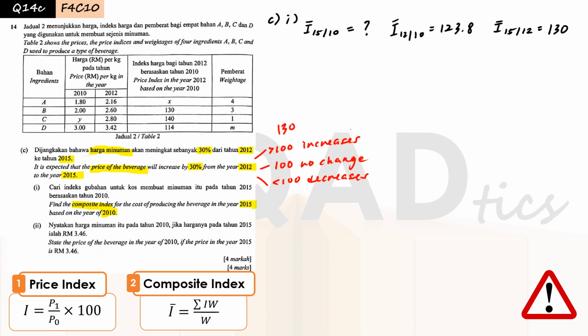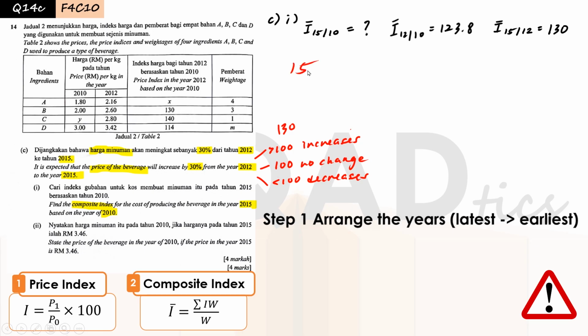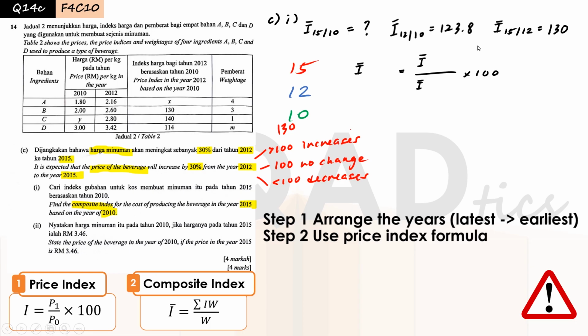in the BI version and the BM version of the textbook on page 275. Right? So the first step of this way is to rearrange the years from the latest to the earliest. So the latest would be 15 and 12, followed by 10. And then we are going to use the formula of price index, so meaning P1, P0 and I, we are all going to change to composite index, which is something like this.